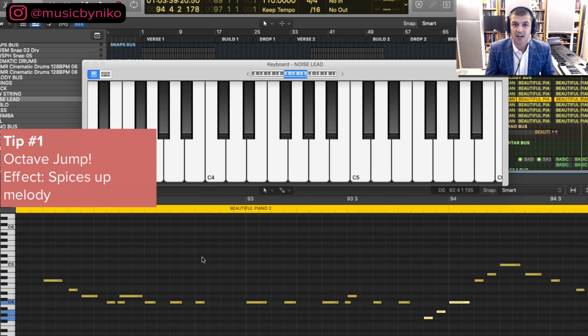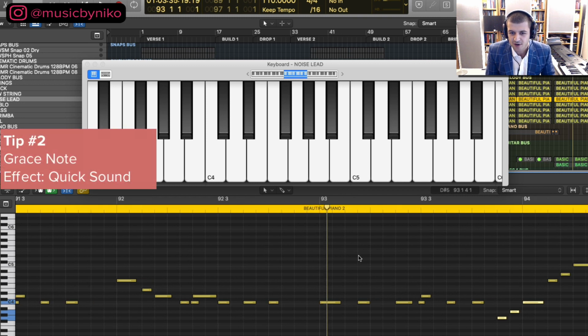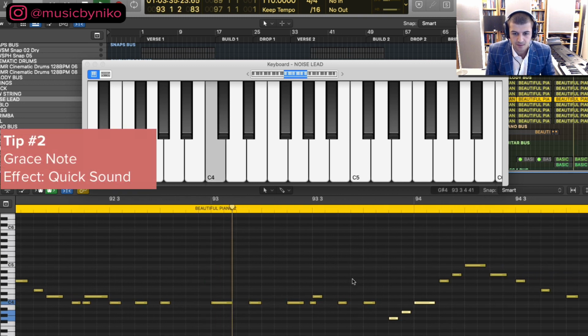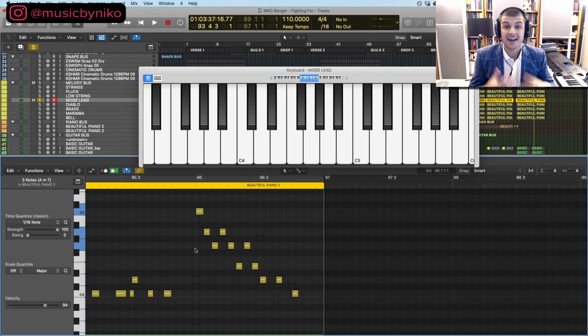Okay, next trick. I'm going fast through these because I want you guys to get all the value. These quick little grace notes right here. Avicii loves doing this. It's the quick grace note. See, right here, it's literally right before the note. Quick grace note. And the last tip I want to show you guys is using the law of three.